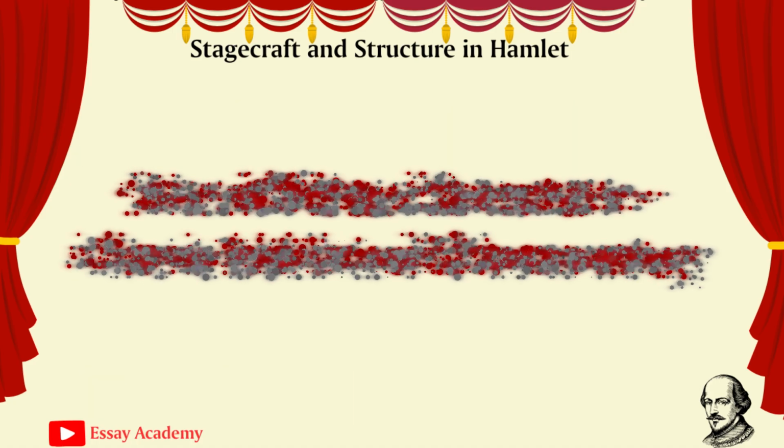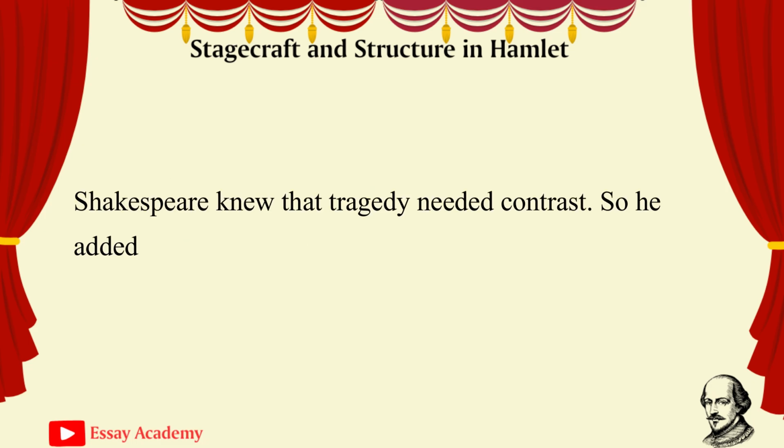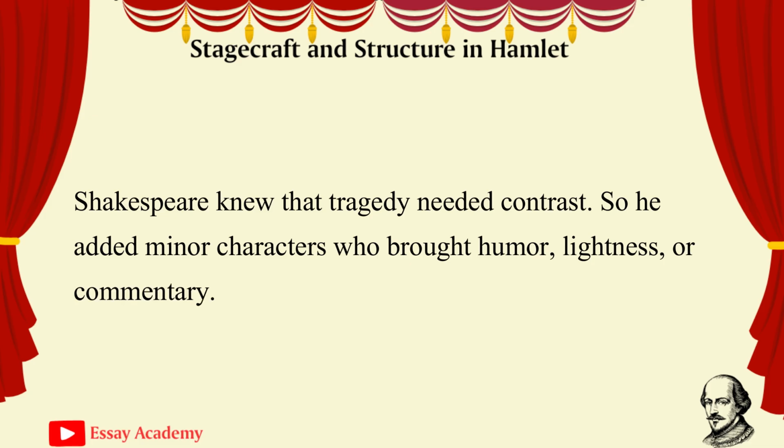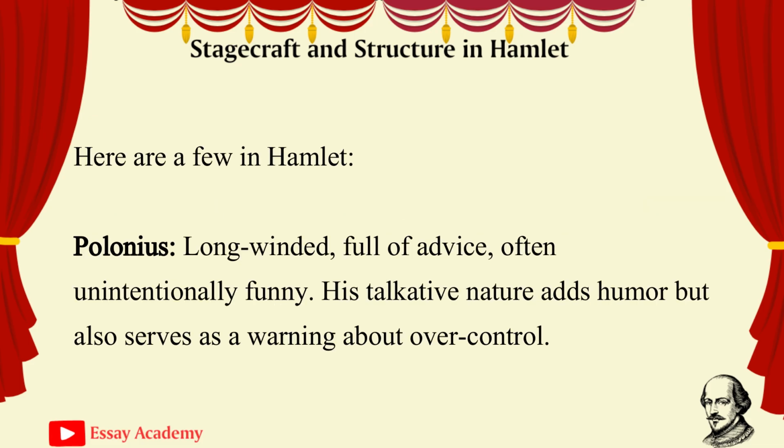Use of minor characters, comic relief and commentary. Shakespeare knew that tragedy needed contrast, so he added minor characters who brought humor, lightness, or commentary. Here are a few in Hamlet. Polonius, long-winded, full of advice, often unintentionally funny. His talkative nature adds humor, but also serves as a warning about over-control.